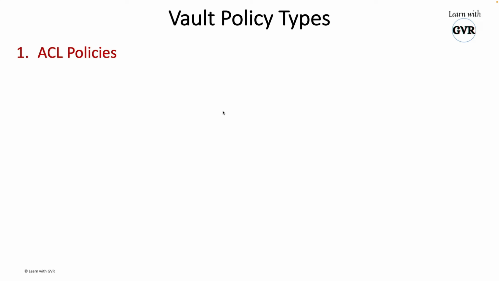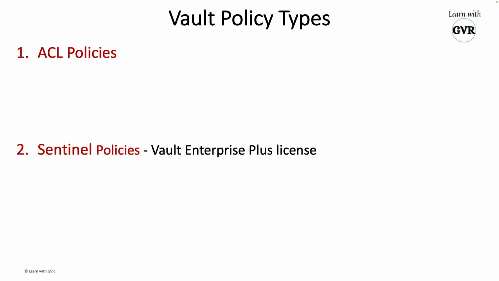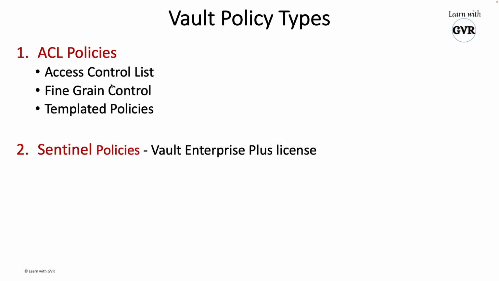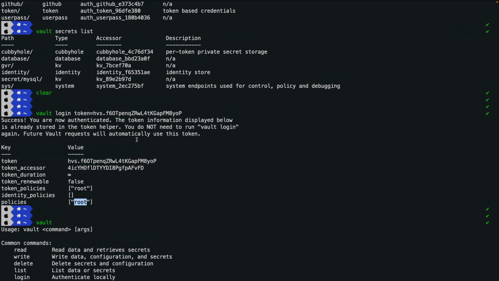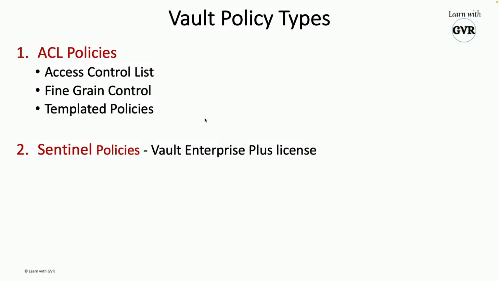Now Vault policy types. Vault has two different policy types. One is ACL policies, ACL being access control list. Second is Sentinel policies. ACL policies are anything related to authentication or authorization. Say I want only one person, say GVR, to access this particular secret, and the rest of the secrets GVR should not be able to access. Or GVR should be able to access this only as read only: no write, no update, no delete, no list also. Something like that you can set.